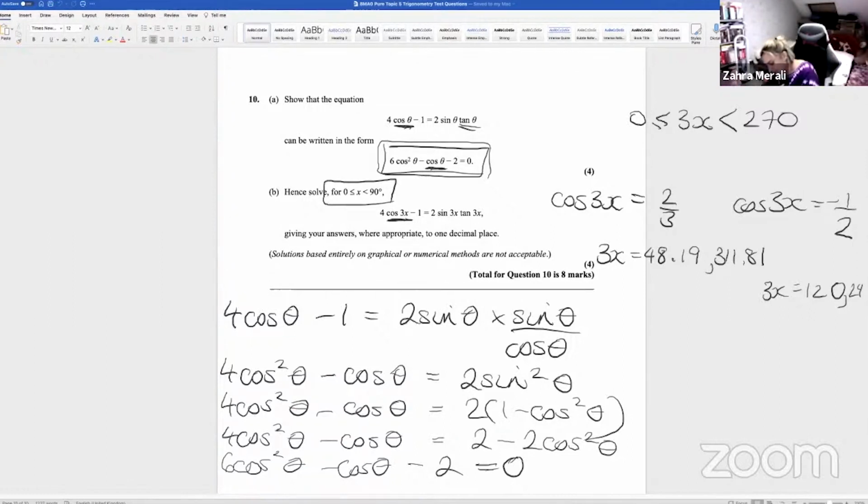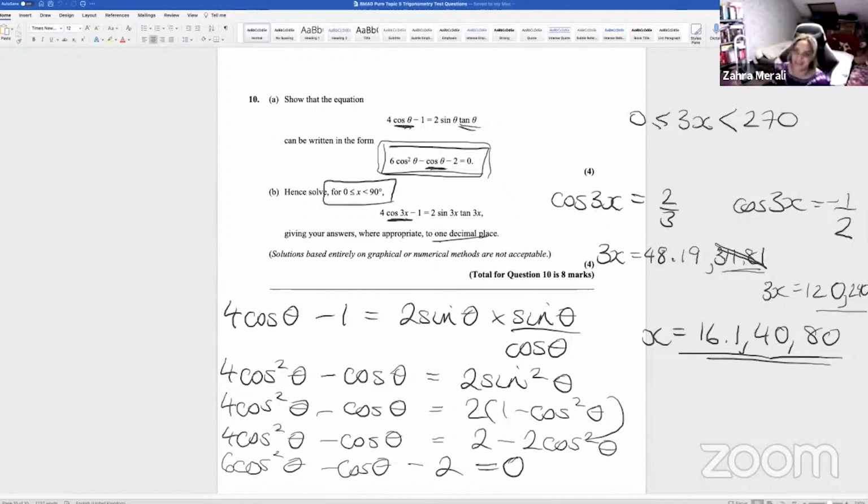I get 240. Okay, now to both of these, I can add and subtract 360, but I realized when I do that for either of these two, it takes me outside the range. So now this one's outside the range as well, so I can ignore this one. And now I'm just going to divide everything by 3 to give me x. So 48.19 divided by 3 gives me 16.1. 120 divided by 3 gives me 40. And then I've got 240 divided by 3, which gives me 80. And I've got 3 solutions, and that's the end of that section.